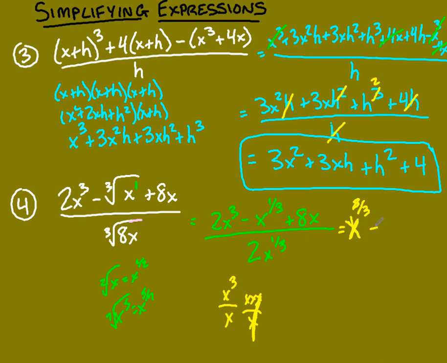Okay, same here. First divide the numbers. 1 divided by 2 is 1/2. 1/3 minus 1/3 is just nothing. So that part just becomes 1/2. The last part here. 8 divided by 2 for the numbers will give you 4. x divided by x to the 1/3. So x to the first minus 1/3 would give me x to the 2/3 power.